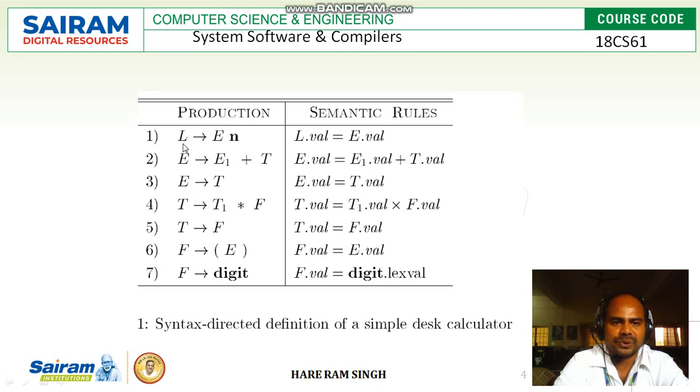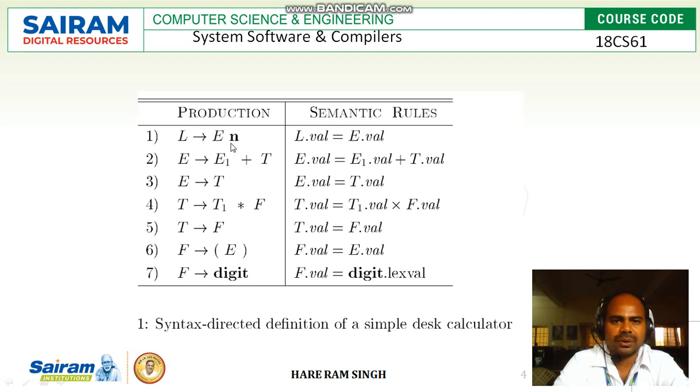For example, we have a production rule L generates E n, where n is the end marker or termination line. Then E can generate E1 plus T. Then E can generate T, or T can generate T1 into F. T can generate F, or F can generate E, or F can generate digit.